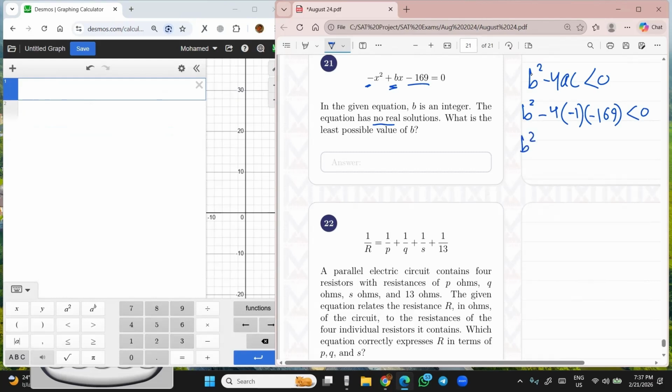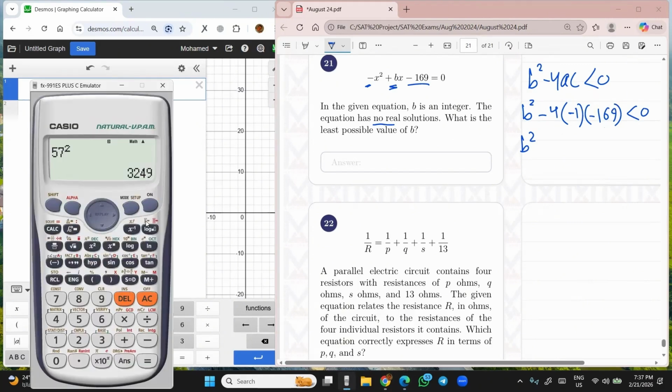Now, if you calculate all of this, you can do it on the calculator. Negative times negative times negative is positive. So just write 4 times 169, which is equal to 676. So b squared minus 676 is less than 0. Move this number to the other side. B squared is less than 676.